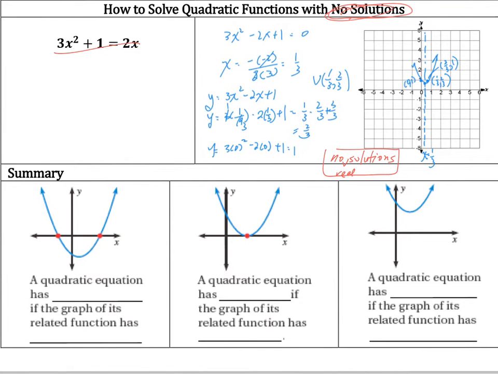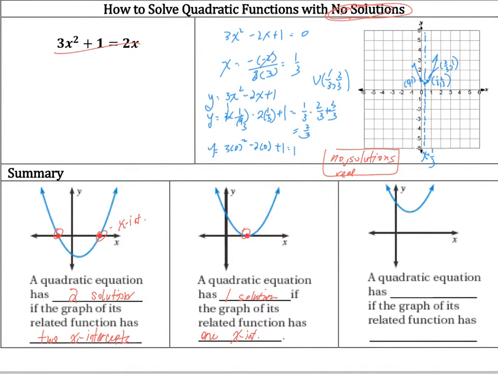A quadratic equation here, let me give you a summary, has 2 solutions if the graph of its related function has 2 x-intercepts, meaning when y is 0. So these are your x-intercepts. And a quadratic equation has only 1 solution if the graph of its related function has 1 x-intercept.